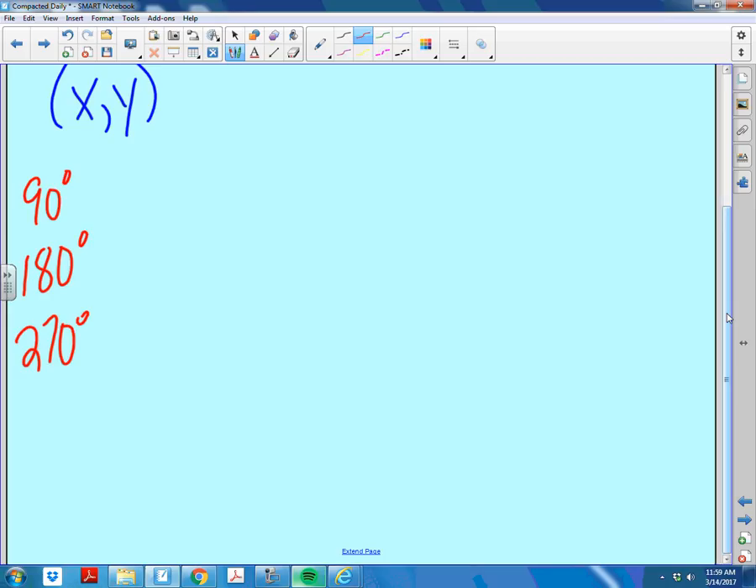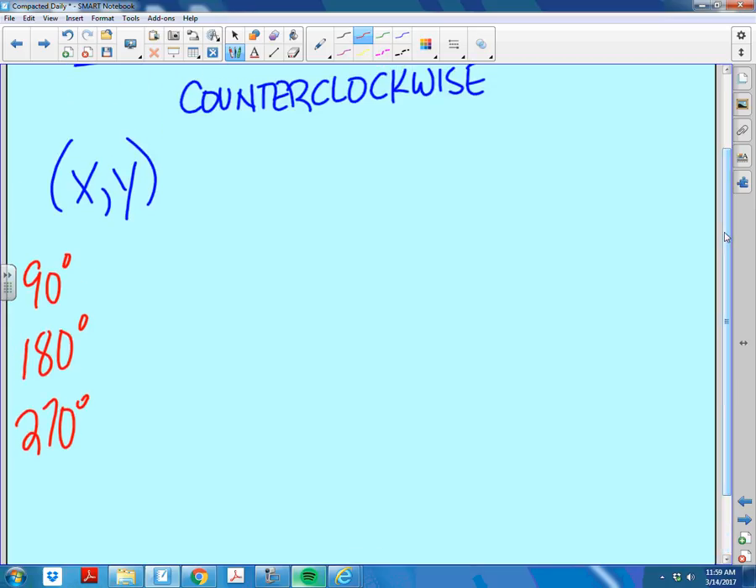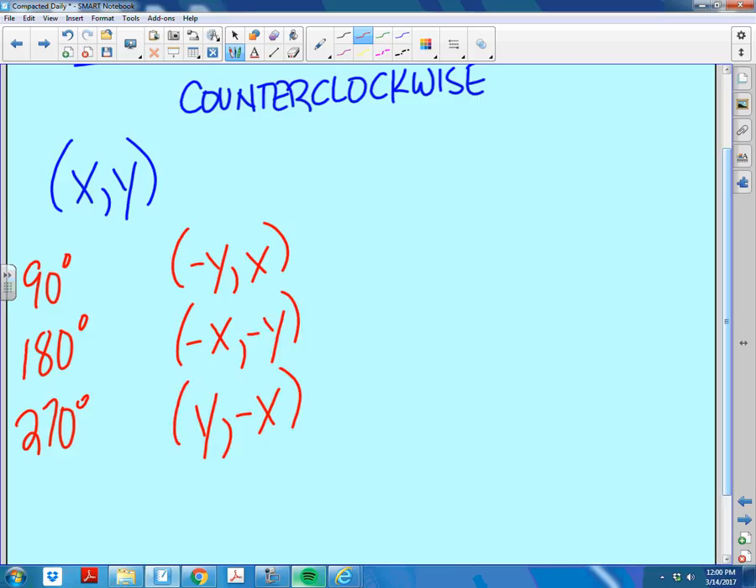Now, here's where you need to pay attention or you're going to get confused. When we're moving the point x, y counterclockwise, if it's 90 degrees, it becomes negative y, x. If it's 180, it becomes negative x, negative y. And if it's 270, it becomes y, negative x. So I would like you to please write that down somewhere. Don't speak, just write.